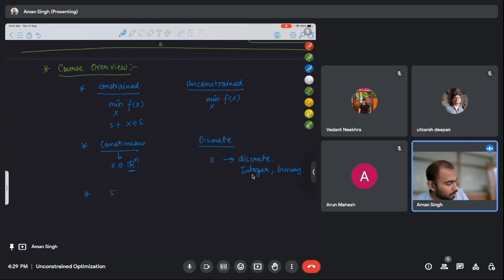And then there are stochastic and deterministic. So in stochastic, what do we mean by stochastic? When the data that we are given is not fixed, or not a deterministic function, it is a probabilistic function, not deterministic. On the other hand, deterministic is there is no randomness.